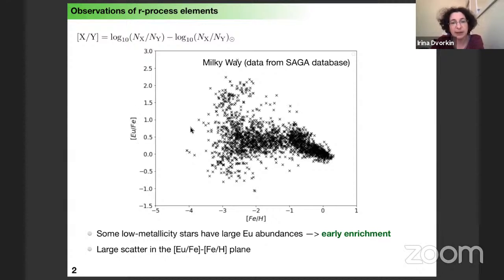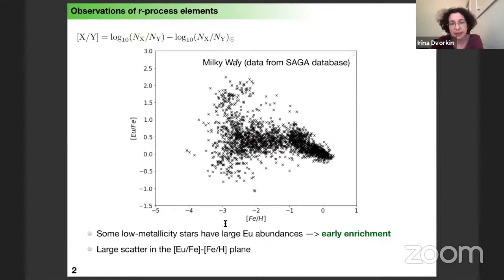And what we see here is that there are two characteristics of this plot. One is that we have some very low metallicity stars here, at -3, so 1,000th of the solar value, that are nevertheless very, very rich in europium. So they're overabundant in europium relative to the sun.